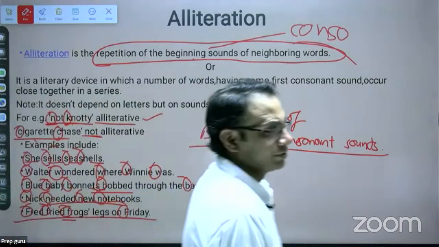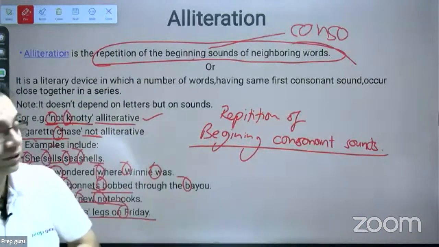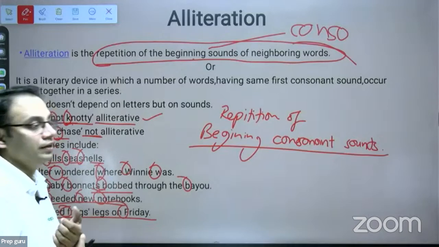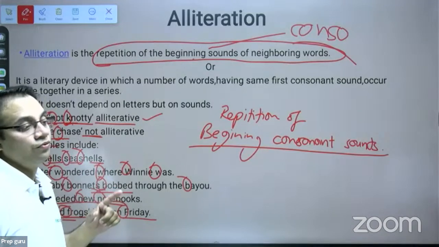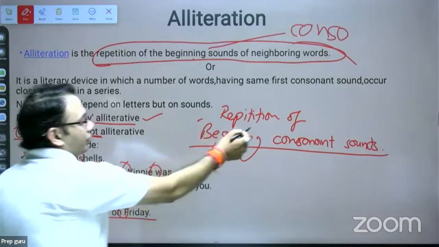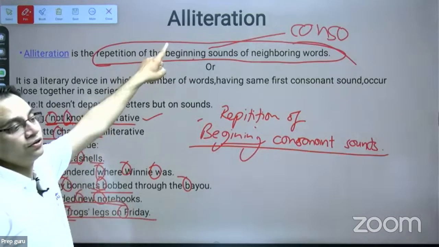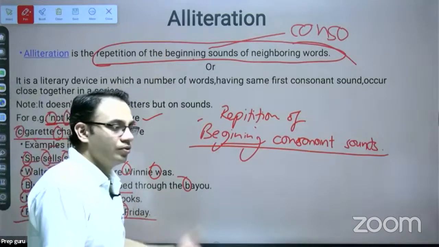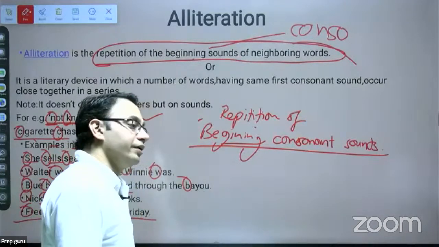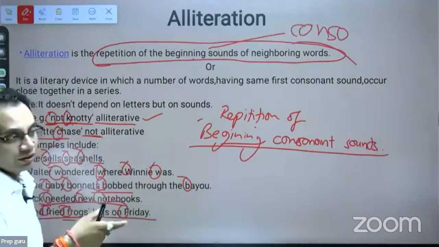So yes, many times you can pick alliteration from consonant letters, but the main thing is to look at the sound. It should be the same and it should be of the beginning consonant sound. Keep this in mind: beginning consonant. If the beginning consonant sound is repeated, then it is the case of alliteration. If the middle consonant sound is repeated, it is called consonance, not alliteration. For alliteration, the beginning part must repeat, right?